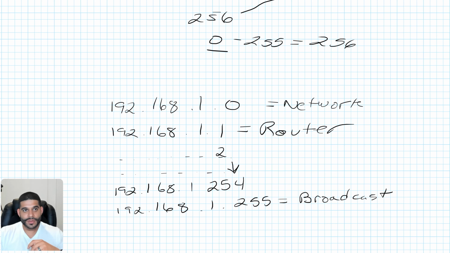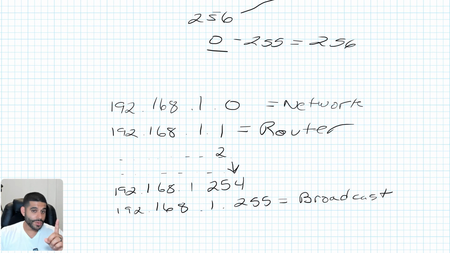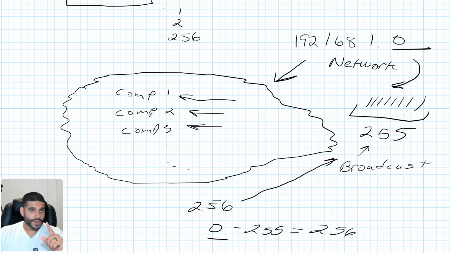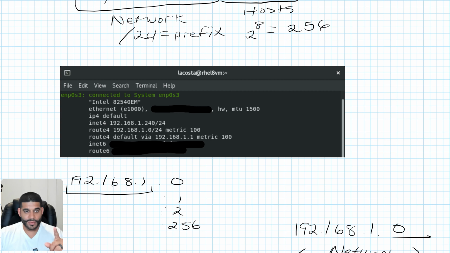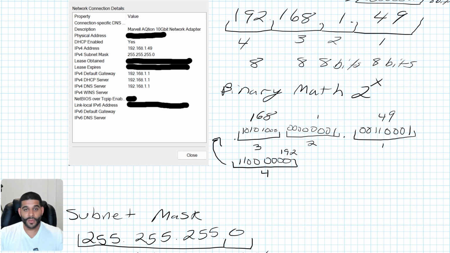So if I were to take a look up here now and take a look at the screenshots, well, remember, we can go from 2 to 254. So in our Linux machine, we had 240. That is a valid address. And in our Windows machine, we had a 49. And that is also a valid address.